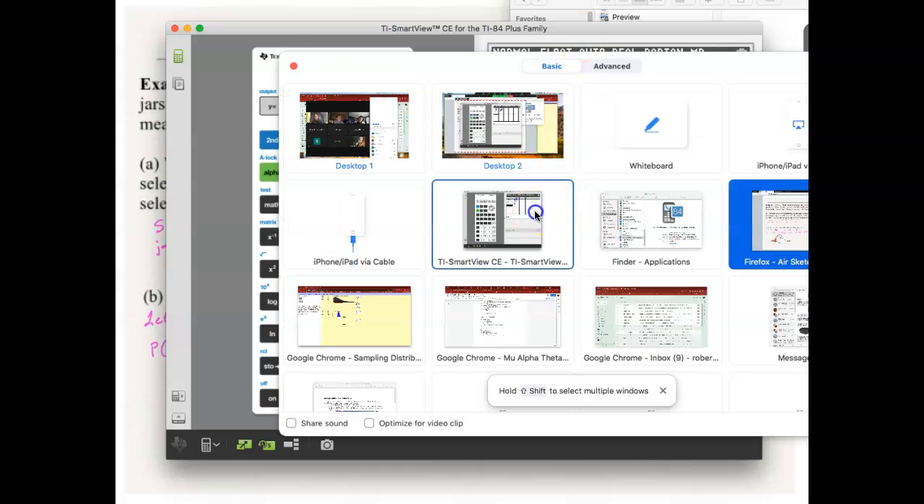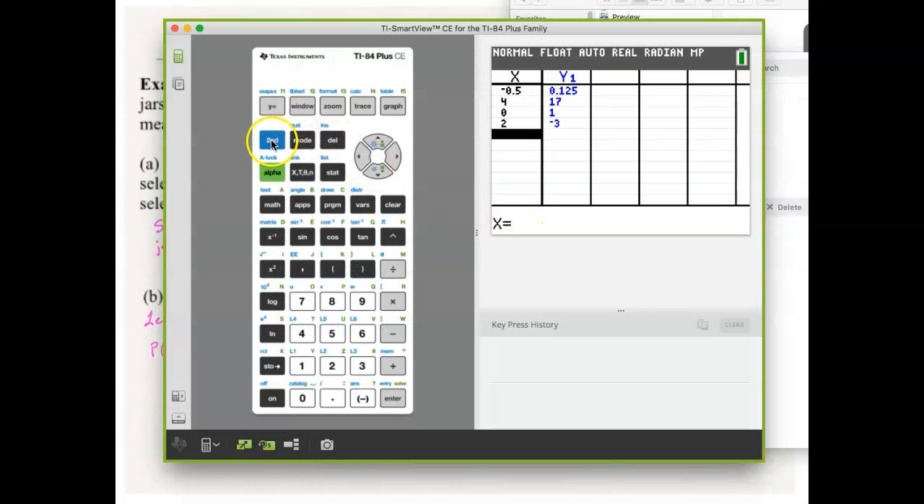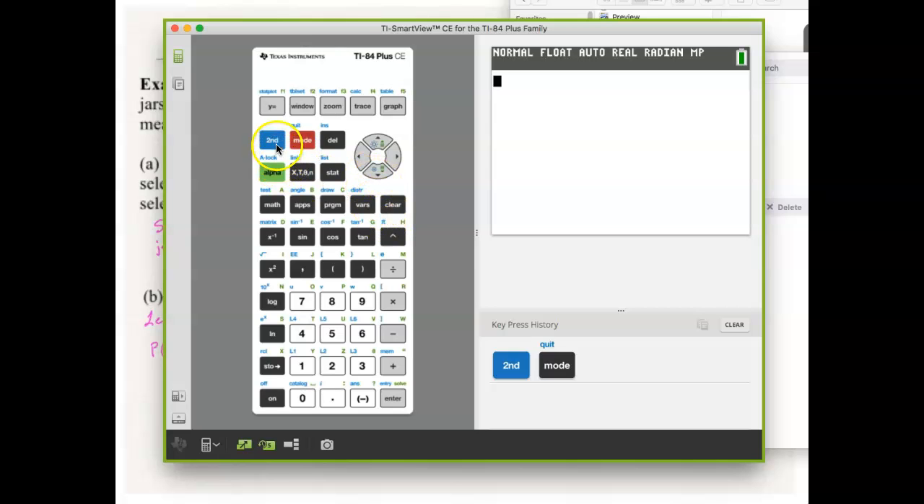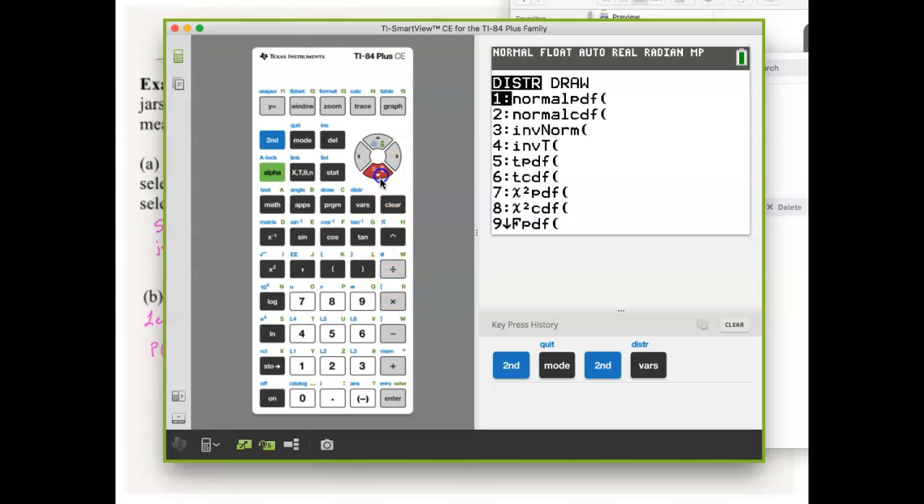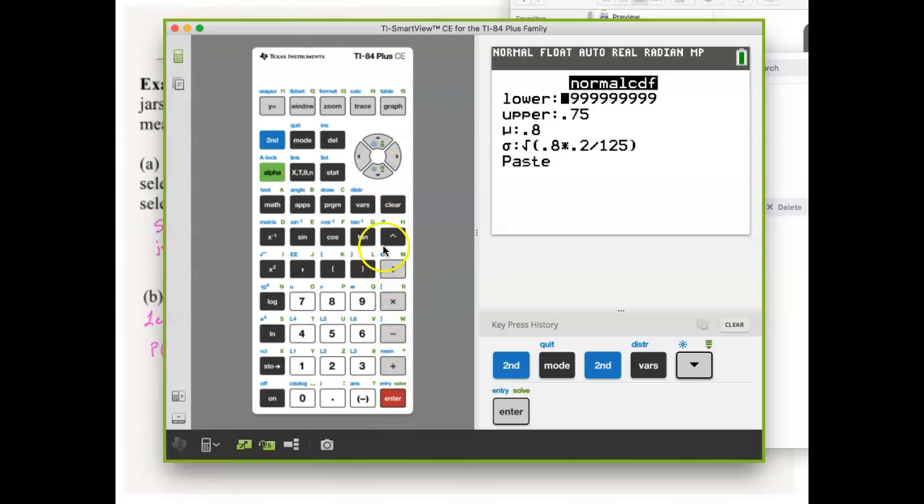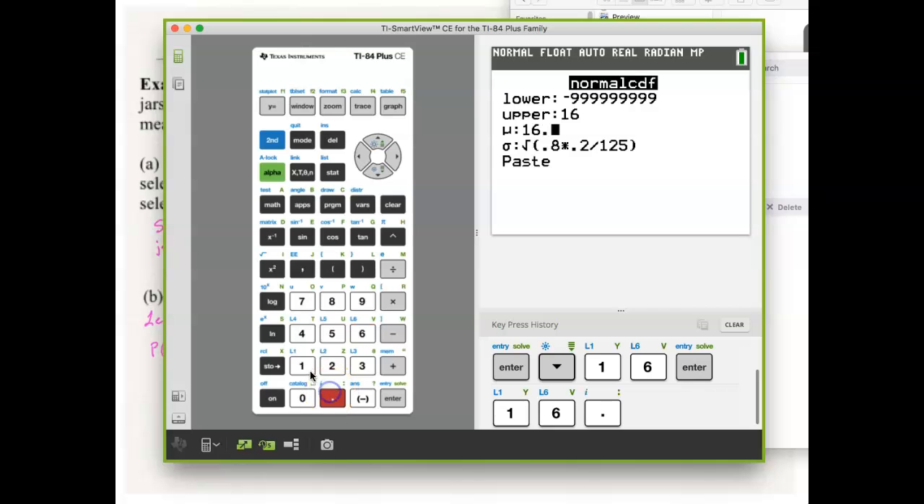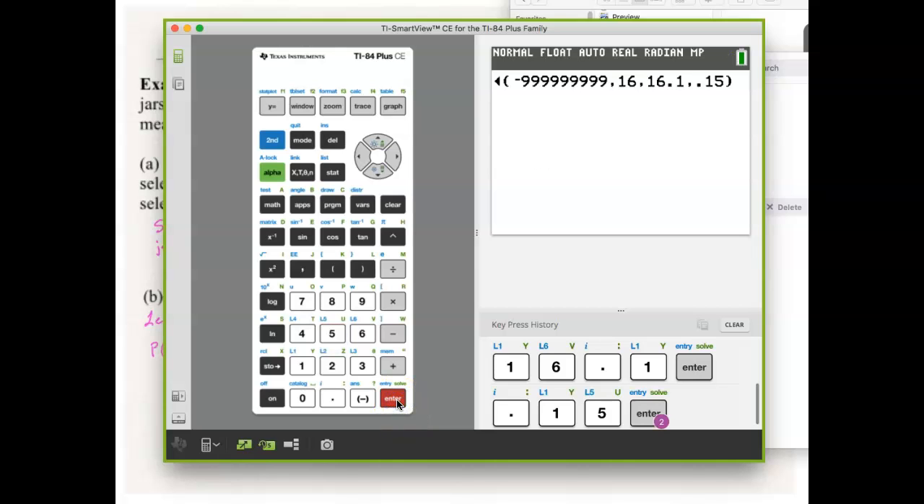Okay. Let's just pull up our calculator. We'll find normal CDF in the distribution menu, so that's second bars. There we go, normal CDF. Upper is 16, mean is 16.1, standard deviation is 0.15. All right, so about 25% probability.